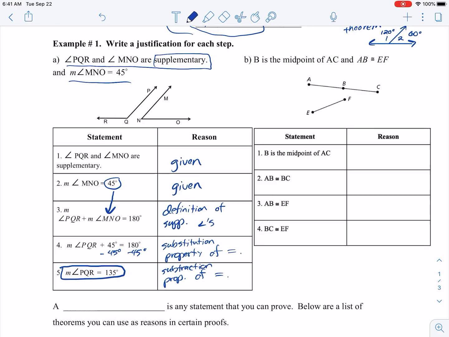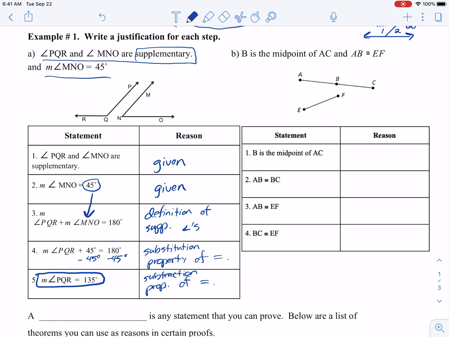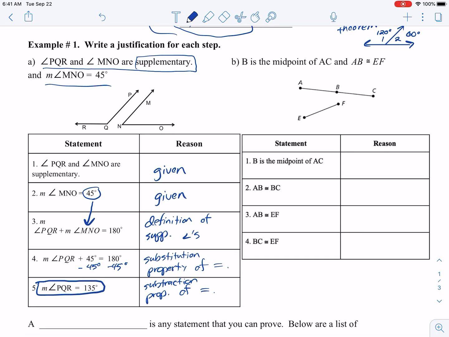Okay, great. Why don't you guys try B? Again, for B, you're trying to prove that segment BC is congruent to segment EF. That's your last statement that you're always trying to prove. And we can fill in two given statements, right? Let's go fill in our givens. B is the midpoint of AC. That's something you are told to begin this problem. And AB is congruent to EF. That would be down here, another given statement. So why don't you go fill in those next two reasons. We'll check your answers when you're done.